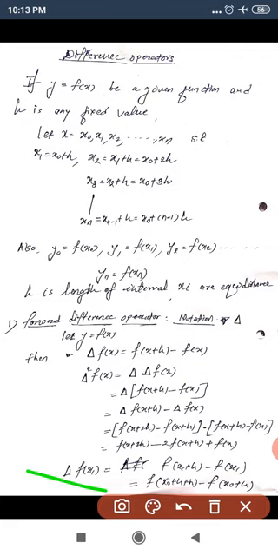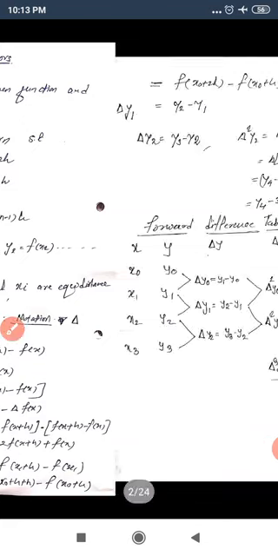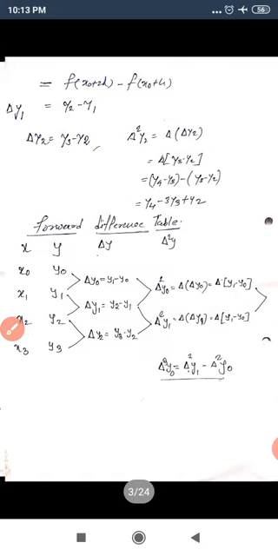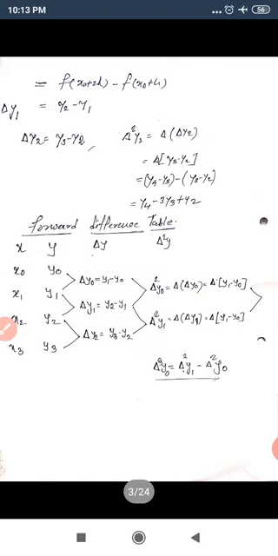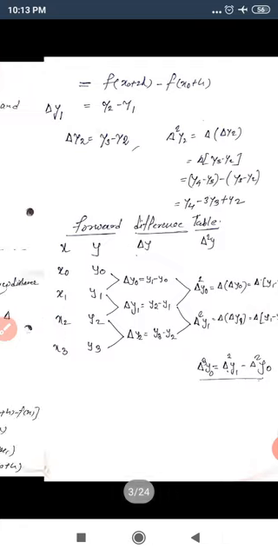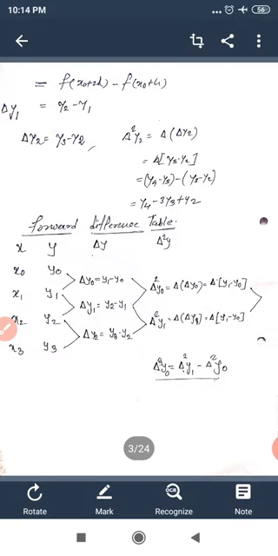y2 minus y1. It is already written: del of y1 is equal to y2 minus y1, next value minus current value. Similarly, del of y2 is equal to y3 minus y2. Now del square of y2. Del square of y2 is what? Del into del of y2. Del of y2 is y3 minus y2.